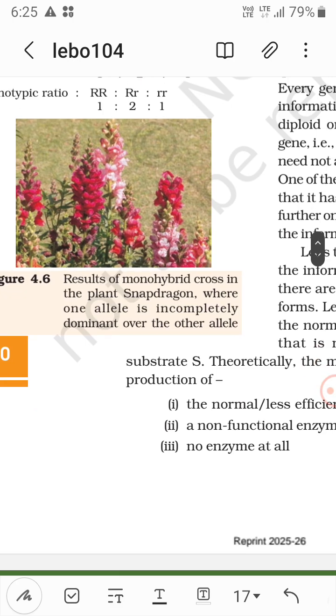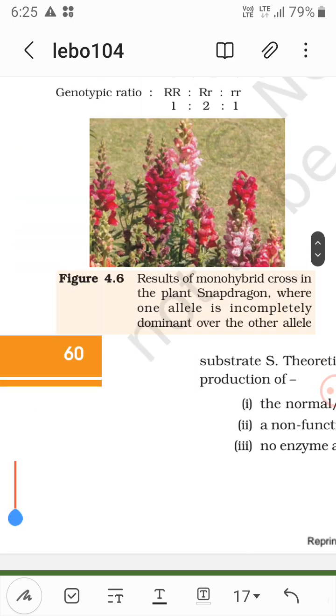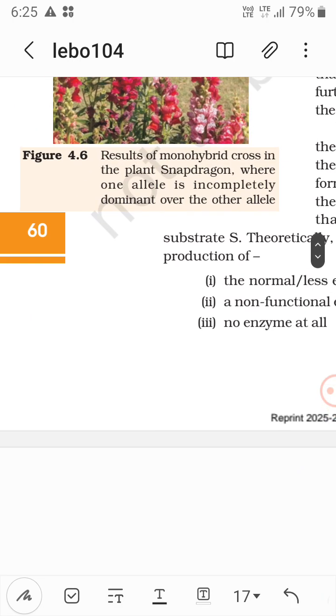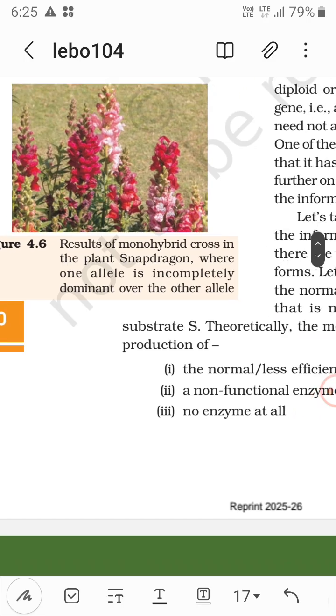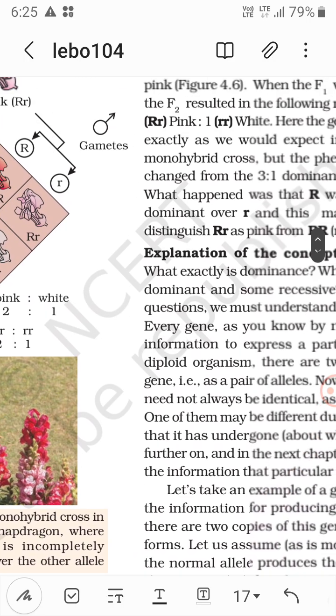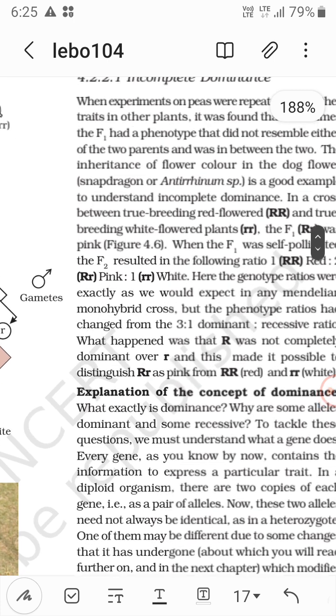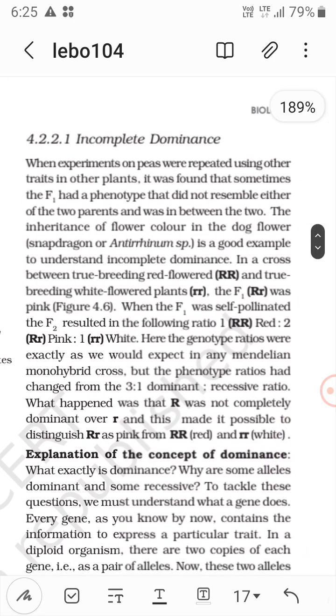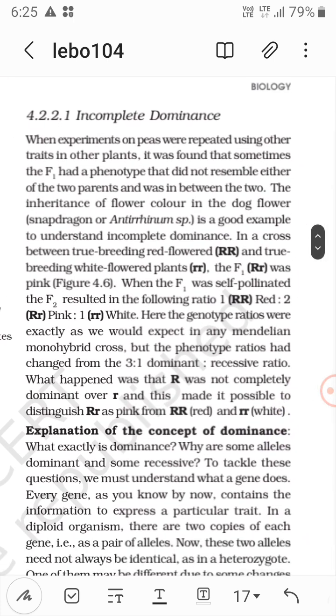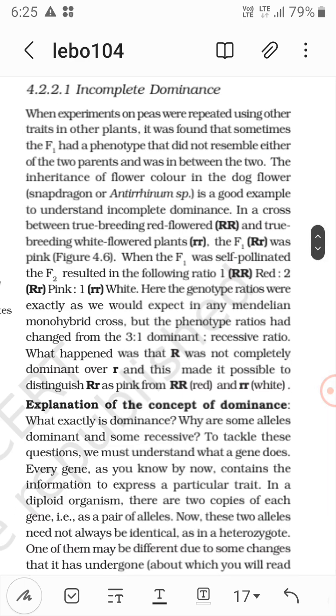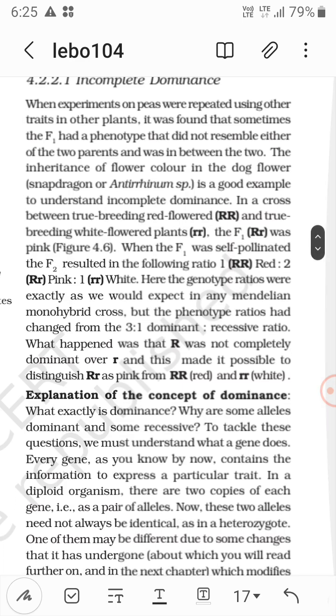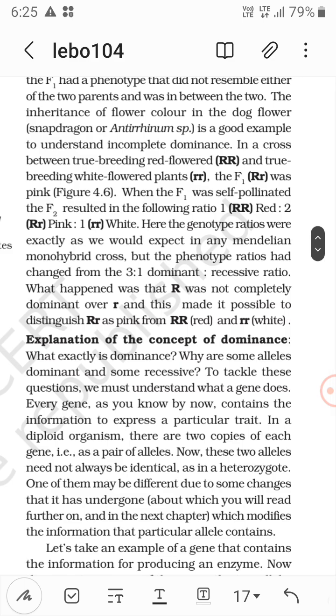As you can see, these are the results of a monohybrid cross in the plant snapdragon, or Antirrhinum majus, unlike where one allele is completely dominant over the other. Now here the genotypic ratios were exactly as we would expect in any Mendelian monohybrid cross, but the phenotypic ratios had changed from the 3:1, that is dominant to recessive, ratio.